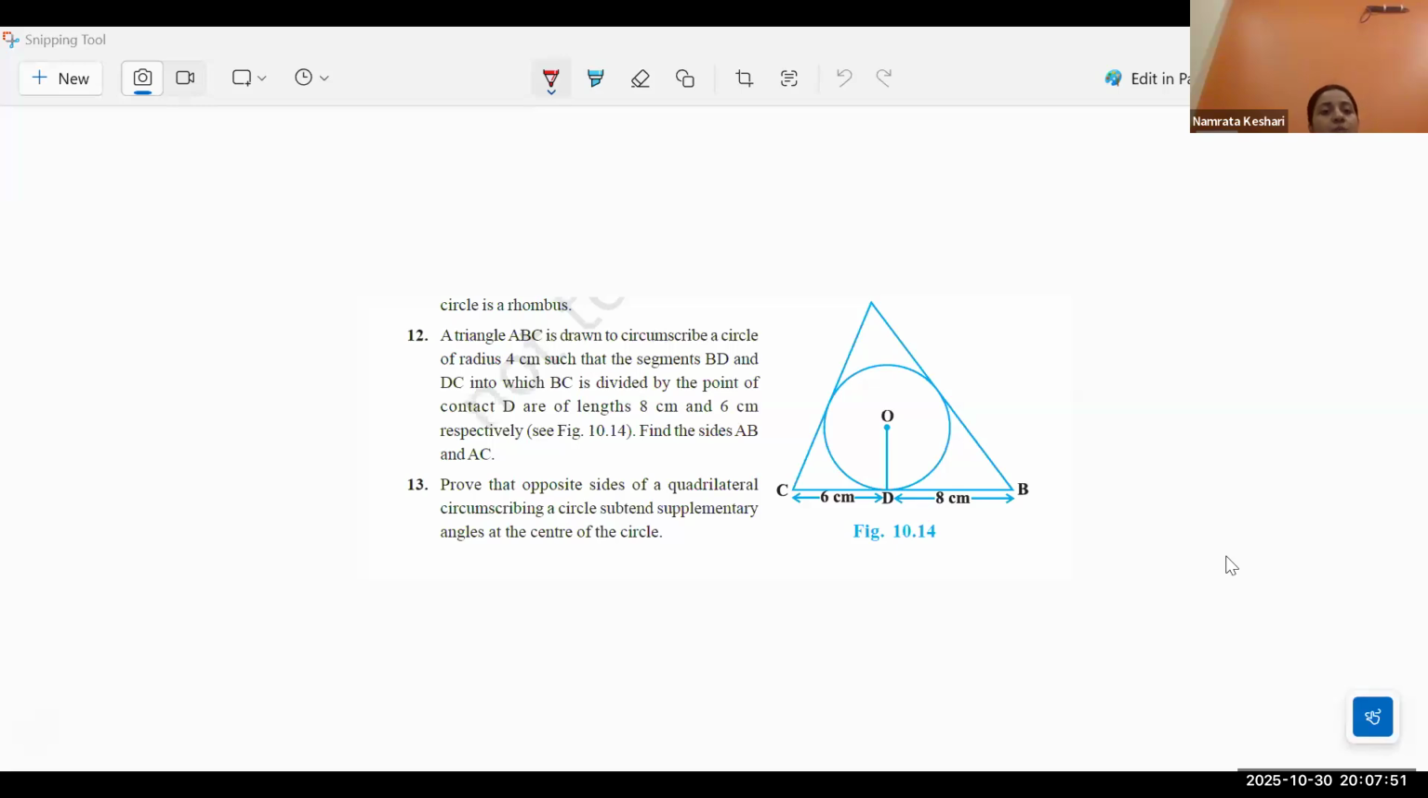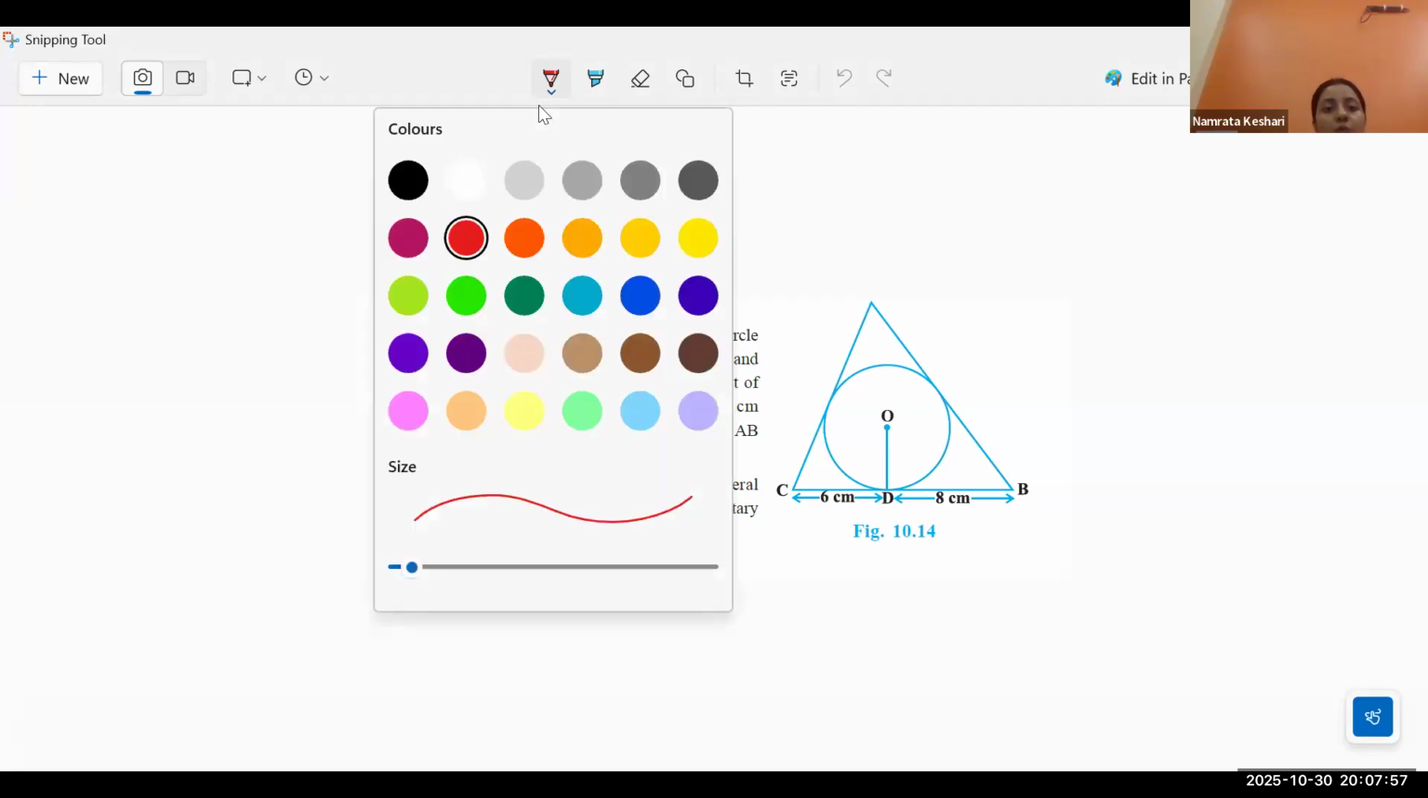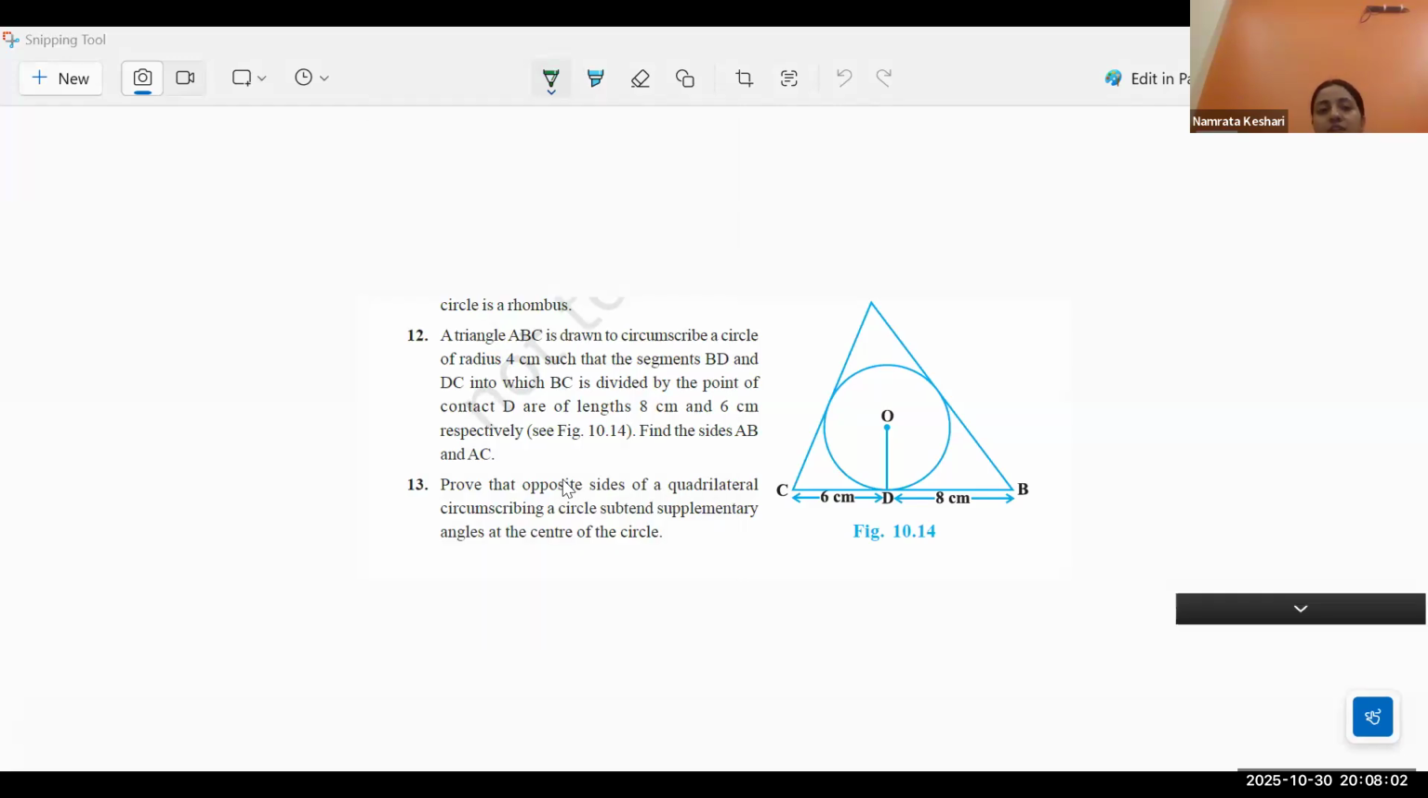I'll be taking question number 13. Okay, and if you want, I can also take question number 12, which is the most calculative question. Okay, so many steps are involved for 12 as well. So after 13, I can take 12 as well. Let's finish this 13 first.